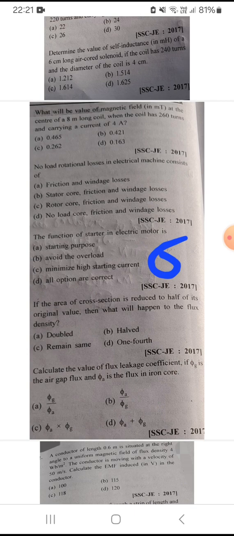If the area of cross section is reduced to half of its original value, then what will happen to the flux density? Option A, doubled, is the right answer. Option A, doubled. Calculate the value of the flux leakage coefficient if phi g is the air gap flux and phi a is the flux of the iron core. Option B, phi a by phi g, is the right answer.